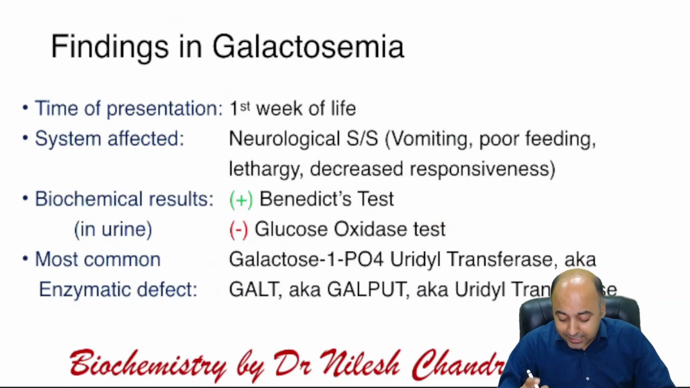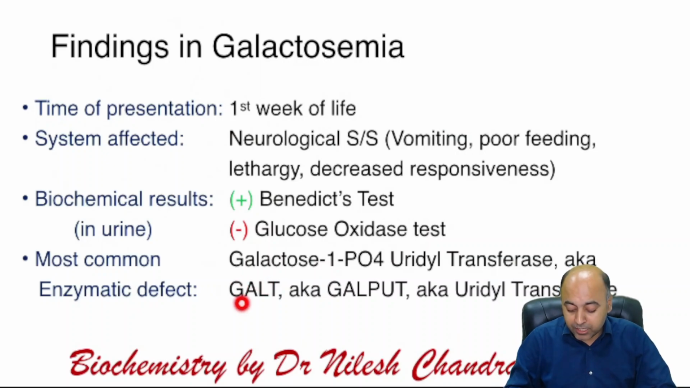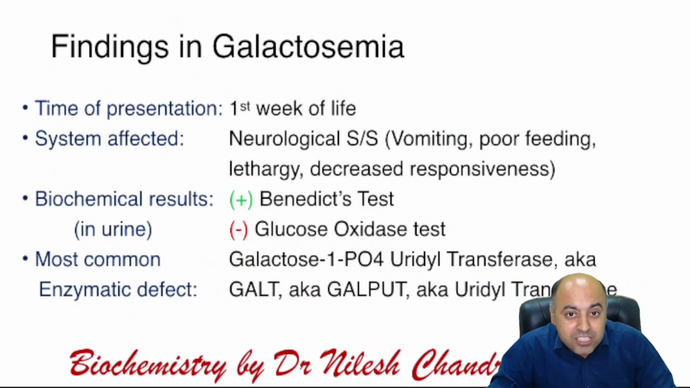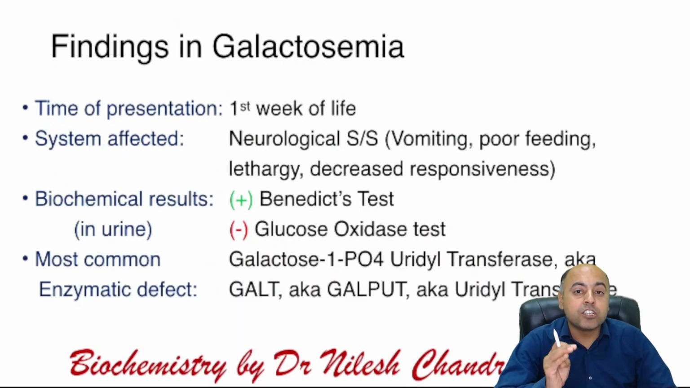The enzyme deficiency is galactose 1-phosphate uridyl transferase, most common. The enzyme can be written in the question by different names. For example, it can be written as GALT. GALT stands for galactose 1-phosphate uridyl transferase. Sometimes it is simply known as the uridyl transferase. These are different names by which the enzyme is known. Okay. These are important points.